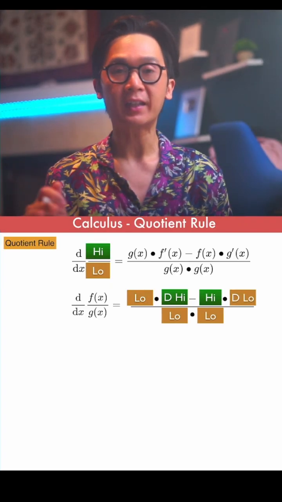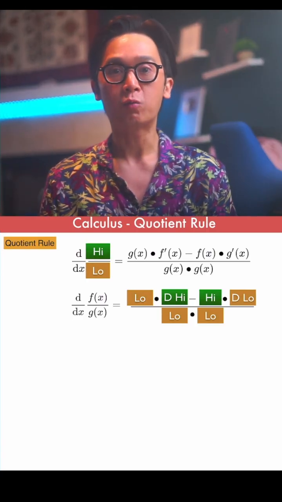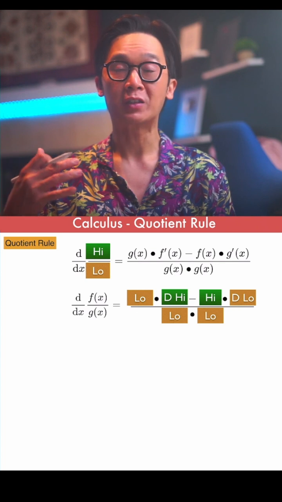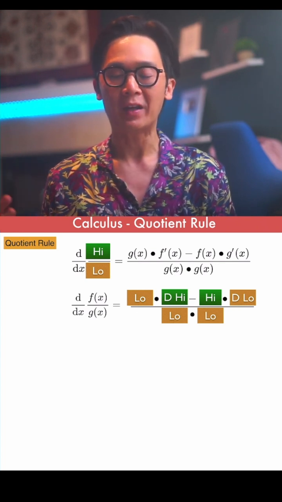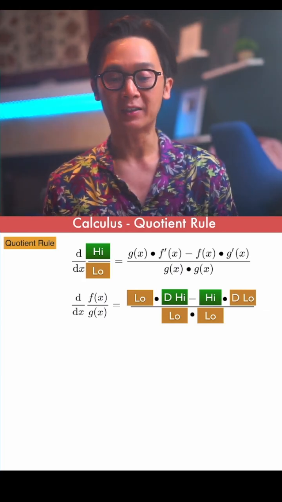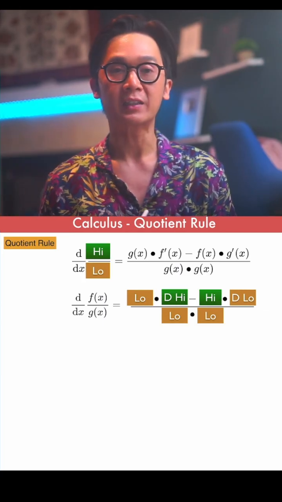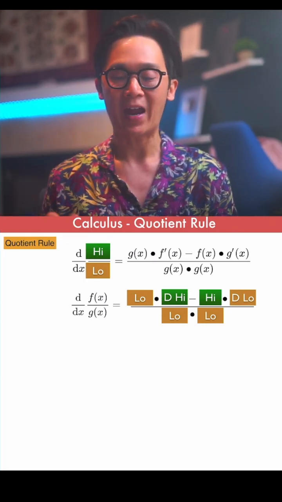So this is basically how we memorize, or how I memorized, the quotient rule when I was learning calculus for the first time, and it stuck with me up until now. And this is what I usually use to teach my students how to memorize this crazy formula in calculus, in differentiating a fraction or polynomials in fraction form.